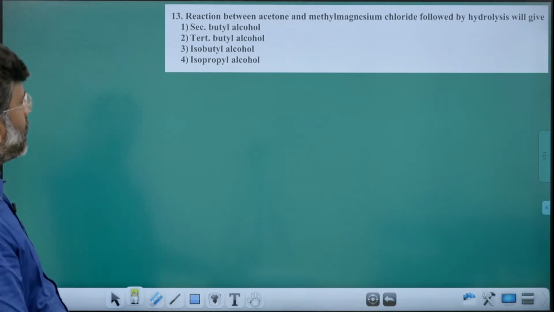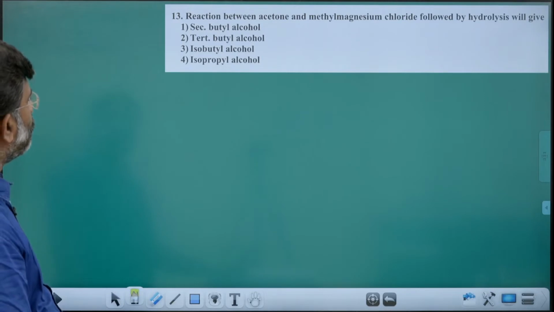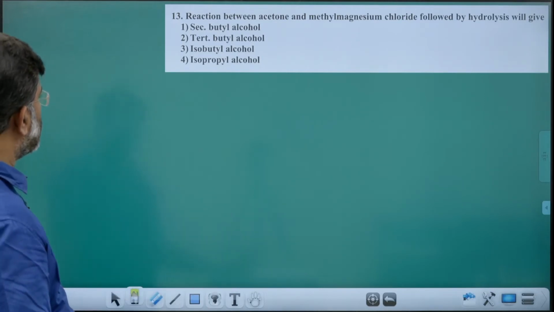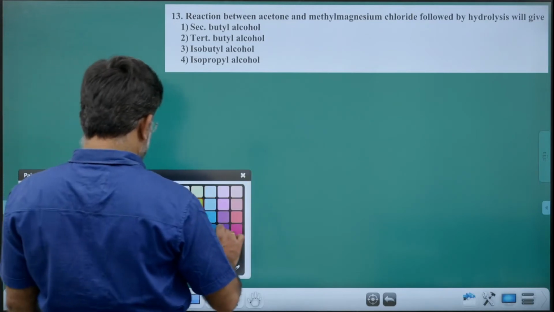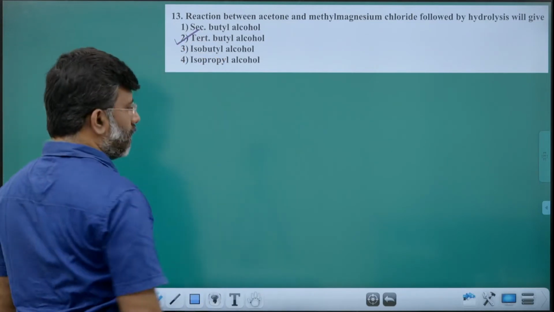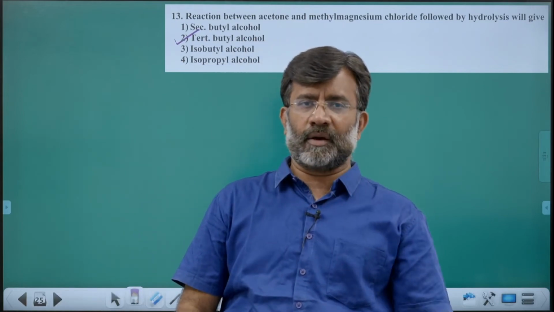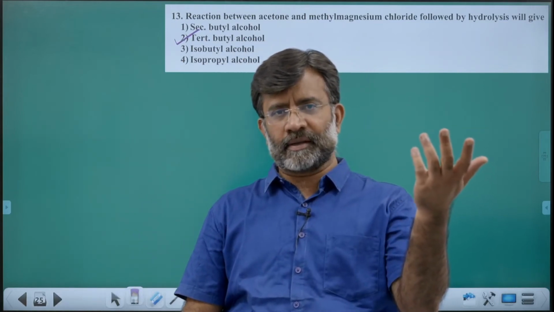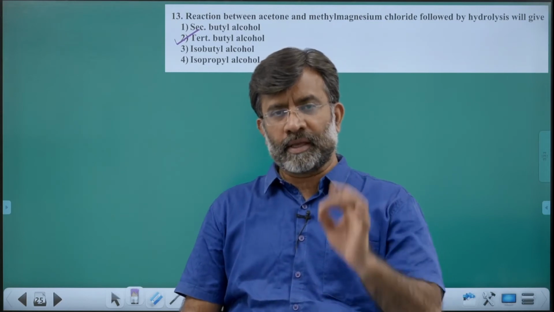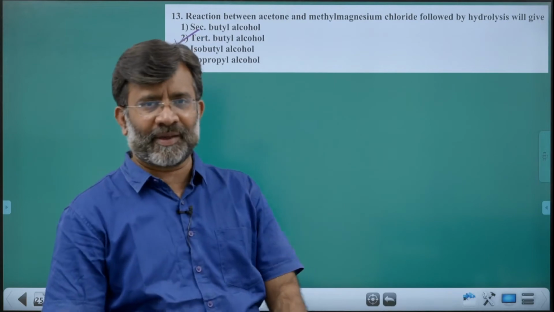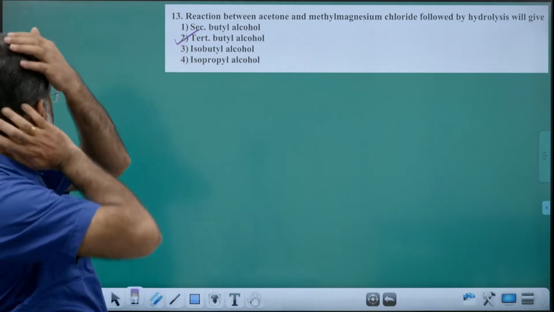Reaction between acetone and methyl magnesium chloride followed by hydrolysis will give, acetone, a ketone, with the Grignard reagent, tertiary butyl alcohol. Formaldehyde with the Grignard reagent, you get primary alcohol. Any other aldehyde with the Grignard reagent, you get secondary alcohol. Ketone with the Grignard reagent, you get tertiary alcohol. Okay, next. Answer is option 2.